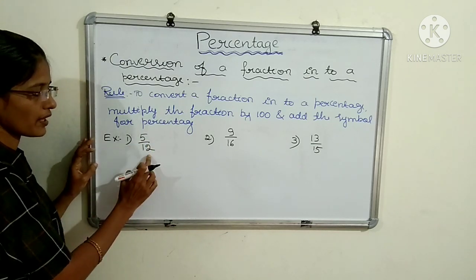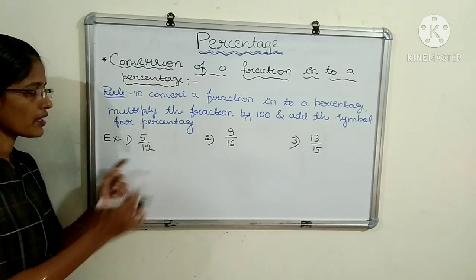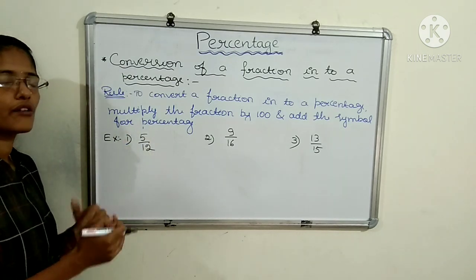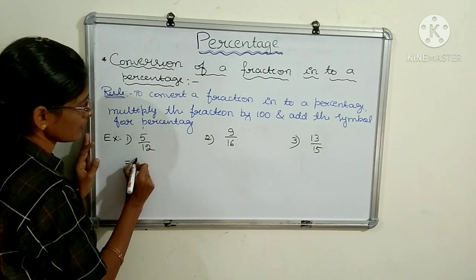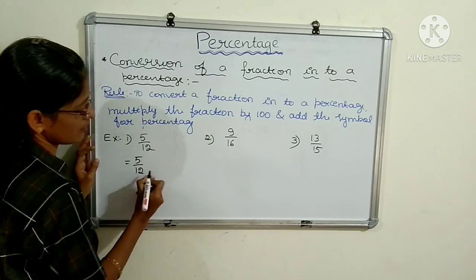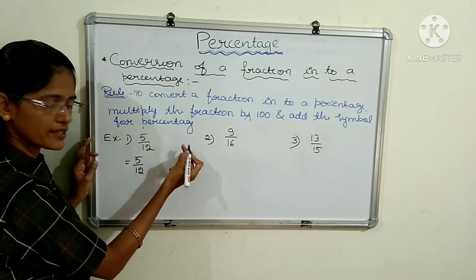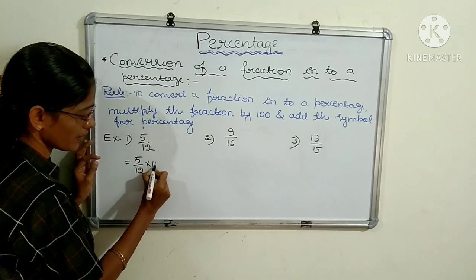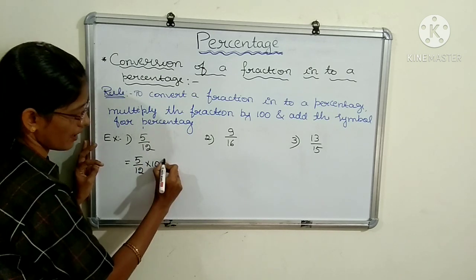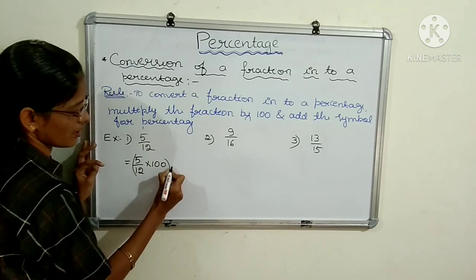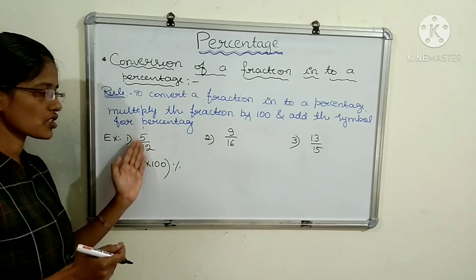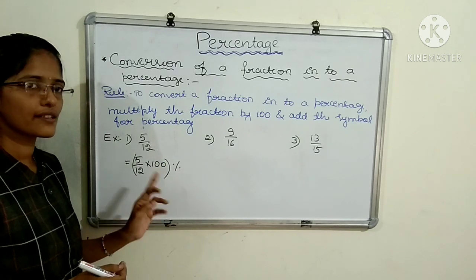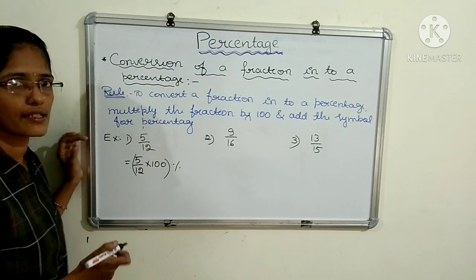First one, 5 by 12. 5 by 12 is a fraction form. How will you convert this fraction into a percentage? To convert this fraction into a percentage, we must multiply by 100, put a bracket and use the percentage symbol because we are converting a fraction into a percentage. So the percentage symbol is compulsory.